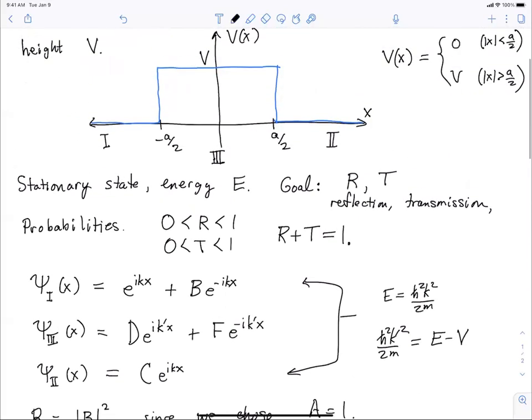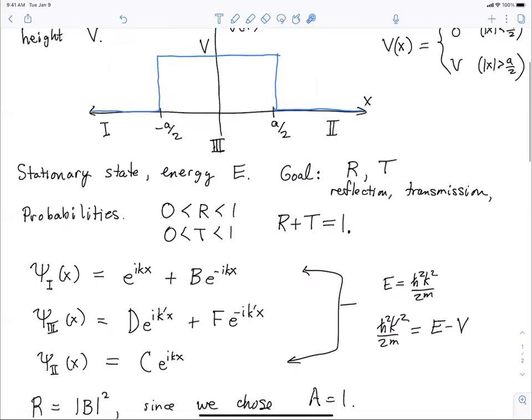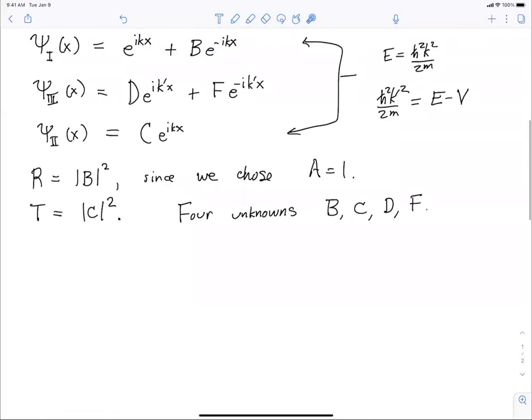Okay, so now the strategy is, as boundary conditions, we look at our 2 points between the regions, and we're going to apply continuity of the wave function and its first derivative at those points. Okay, so there's, first of all, continuity at x equals minus a over 2. And so we just plug in our 2 wave functions that meet there, this one and that one.